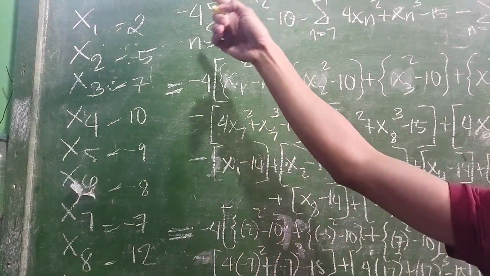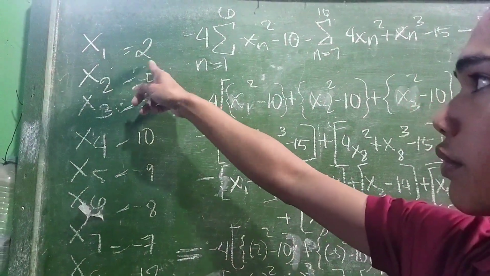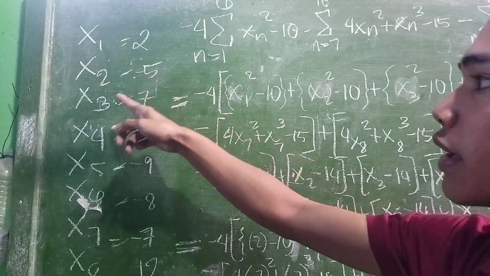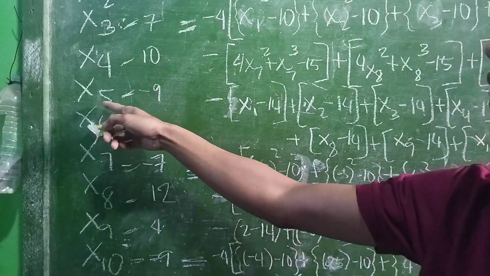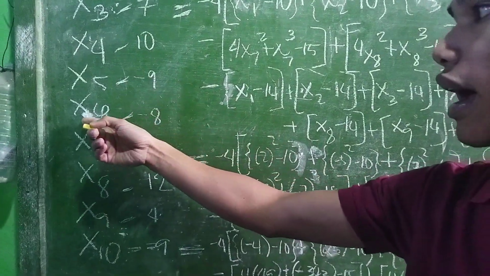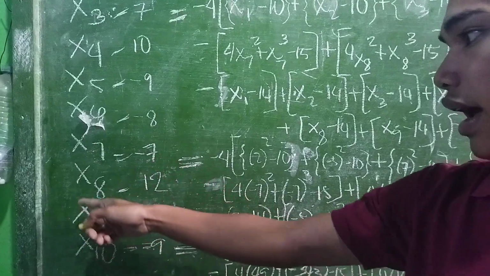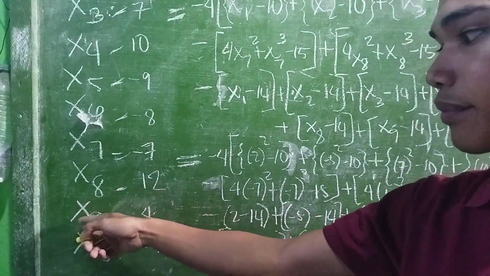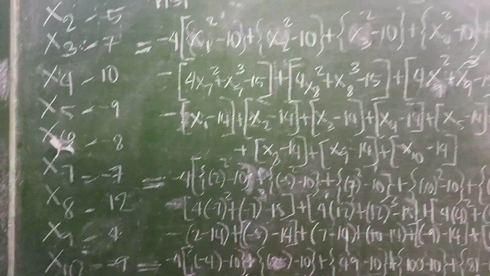of each corresponding number. So first, x sub 1 is equal to 2, x sub 2 is equal to negative 5, x sub 3 is equal to 7, x sub 4 is equal to 10, x sub 5 is equal to negative 9, x sub 6 is equal to negative 8, x sub 7 is equal to negative 7, x sub 8 is equal to 12, x sub 9 is equal to 4, and lastly, x sub 10 is equal to negative 9.